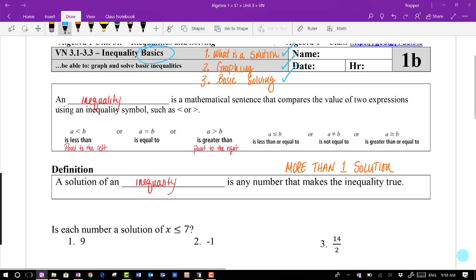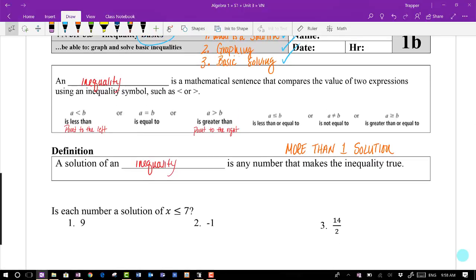So what is then officially an inequality? An inequality is a mathematical sentence that compares the values of two expressions using an inequality symbol. You've seen these, you've used these. Those are less than and greater than signs. You should be familiar with them, but let's just review to make sure.